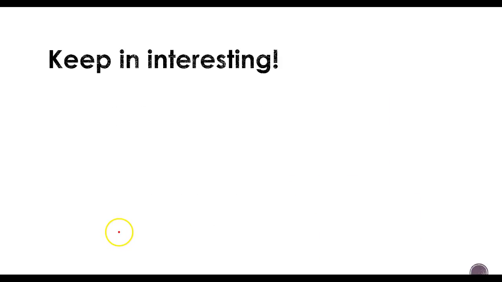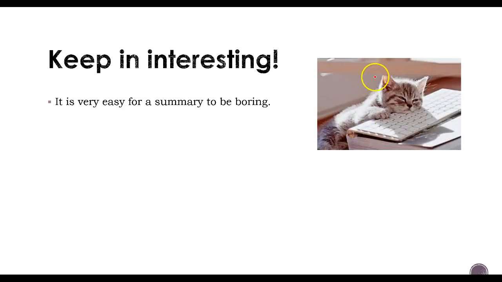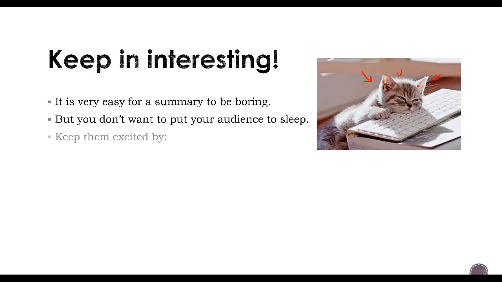Lastly, you want to make sure you keep it interesting. So it's really easy for a summary to be boring. Oh, look at how bored this kitty is. I can't believe this summary is still going on. It feels like it's been an eternity. I've just fallen asleep on this keyboard. You don't want your readers to be like this kitty. That's not a good place for your readers to be. You want your readers to be happy and excited. Keep them excited by varying up your sentences.